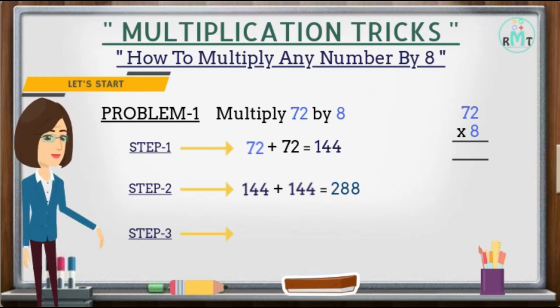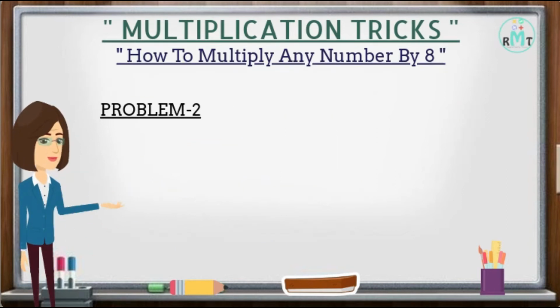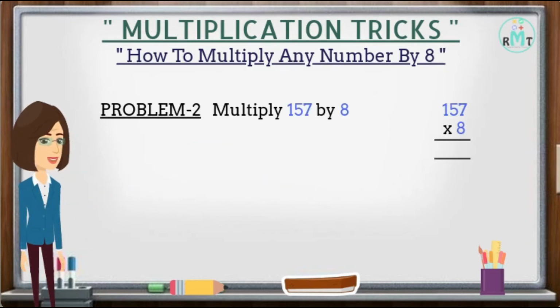Step 3. Next we will again double the result which is obtained in step 2, and we get 576 as the answer. Hence, the final answer is 576. Problem 2. Multiply 157 by 8.